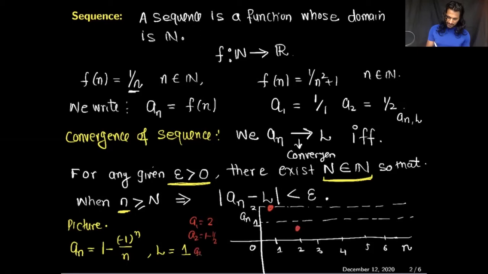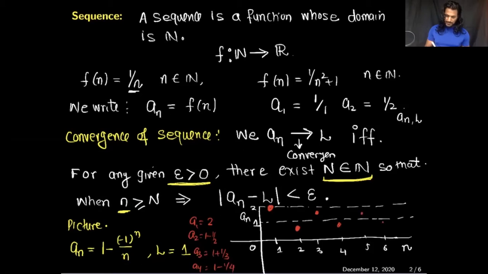And similarly, A3 is going to be 1 plus 1 third, which is going to be somewhere here. And then A4 is going to be 1 minus 1 fourth, which is slightly less than 1, so it is going to be here. Similarly, A5 is going to be here, A6 is going to be here, and so on.